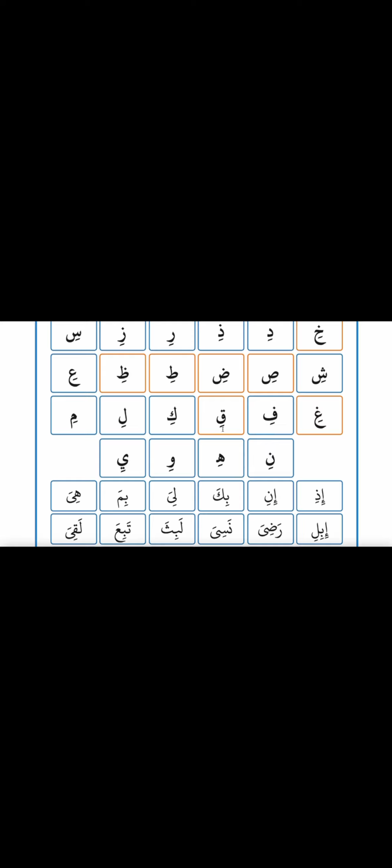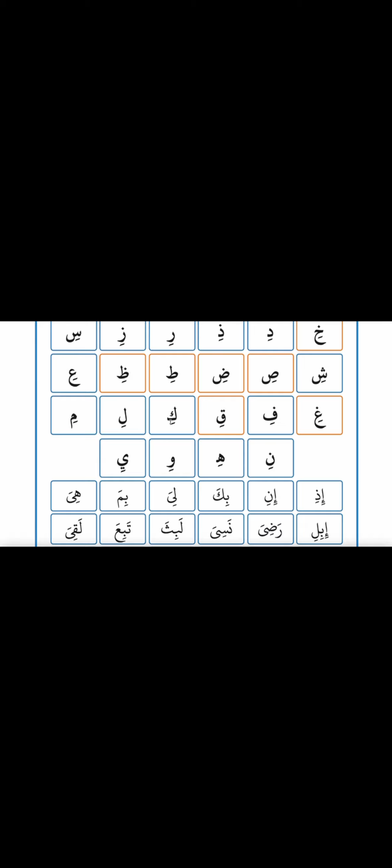Qaf becomes a qi. Pay attention. Qi. And I didn't say ki. So you need to get the sound, the qa, from the back of the throat. Qa. And then add the kasrah. Qi.